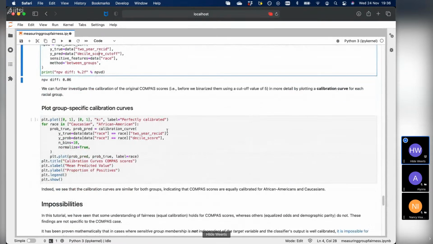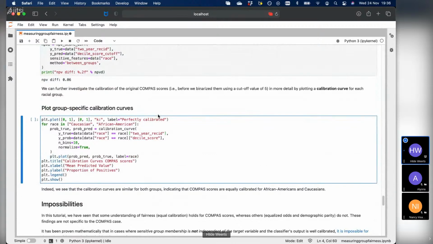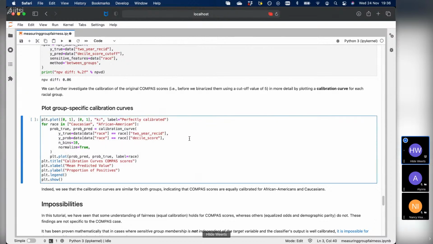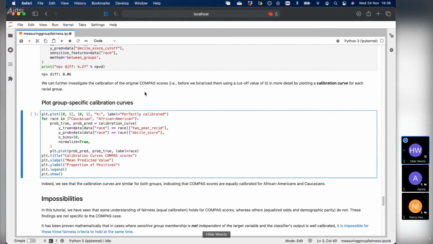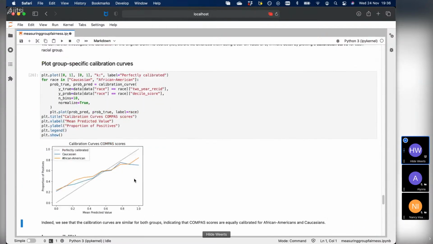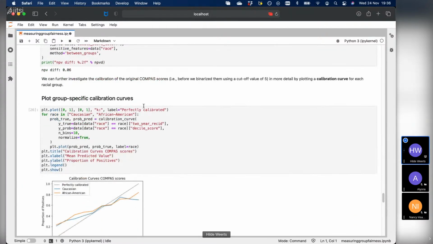Then finally, we can also further investigate the calibration. So we were looking at equal calibration, if you lost track of what we were looking into. And we can also plot the calibration curves just to see whether this is the case or not. So you may remember that we have binarized the COMPAS scores, so the original decile scores, but we can actually create a nice little calibration curve of each racial group.